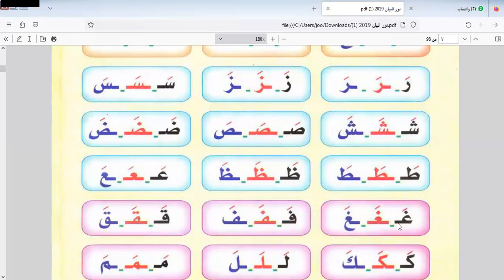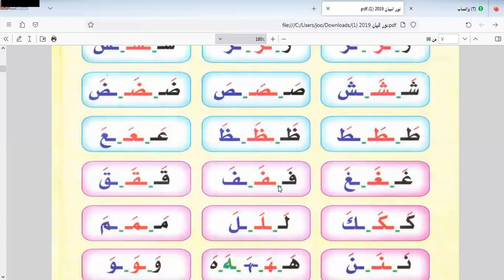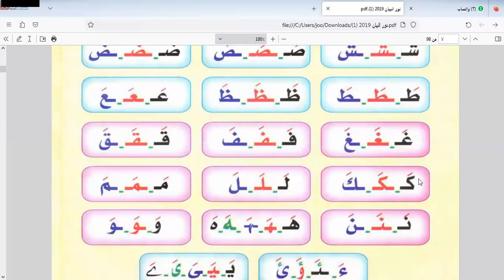A and gha at the beginning, gha at the middle, gha at the end, the same, but the difference is in the dot. Also fa and qa the same, fa one dot and qa two dots. So fa at the beginning, fa at the middle, fa at the end, qa beginning, qa middle, qa end. And ka, it's light, qa is heavy. I have to be careful also, because if I said this qa light, it's gonna return to be ka.